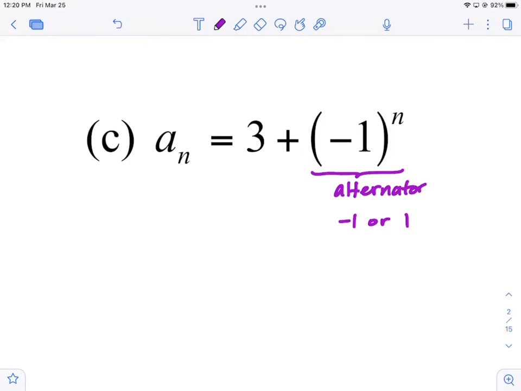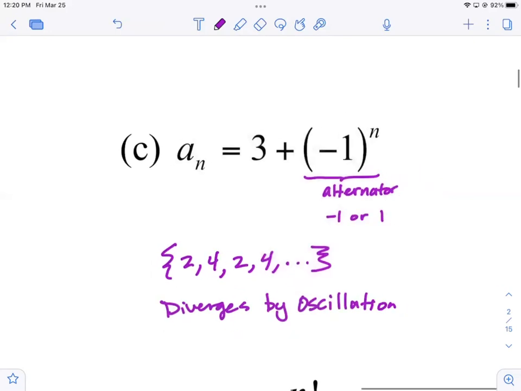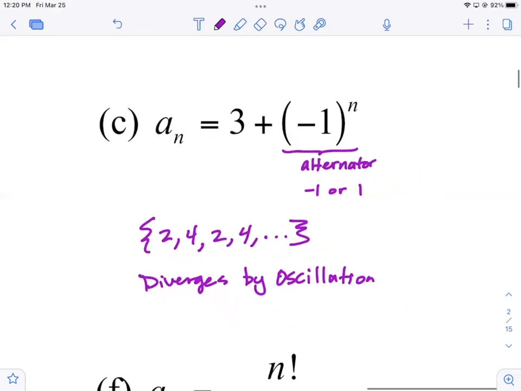When in doubt, just list out a few terms. This is the same as when n is 1, you get 3 minus 1 is 2. When n is 2, you get +1, so you get 4. When n is 3, you get -1, so back to 2, 4. So that makes it easier to see. So yes, you can say this one diverges. And again, there's 3 ways it can diverge: diverges to infinity, diverges to -infinity, or diverges by oscillation. Yeah, Mason got it. Excellent.